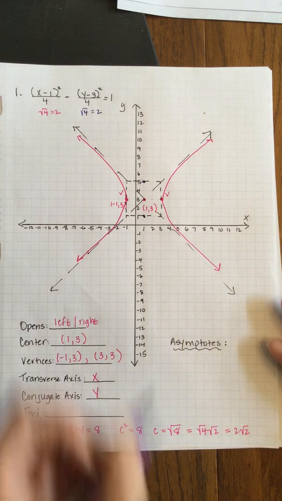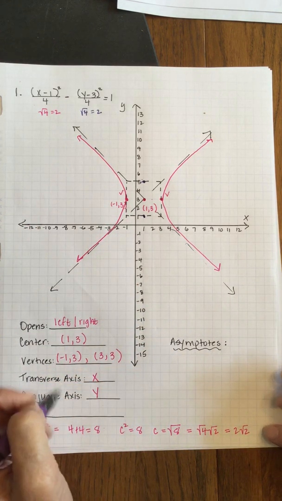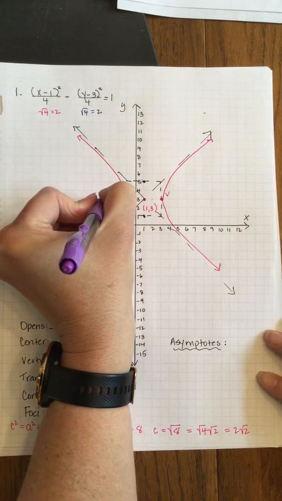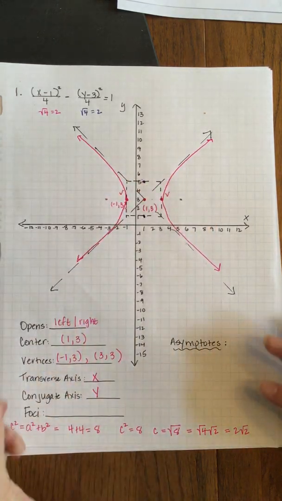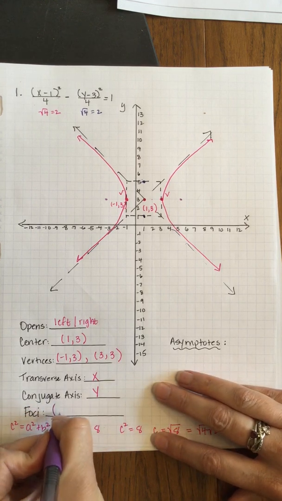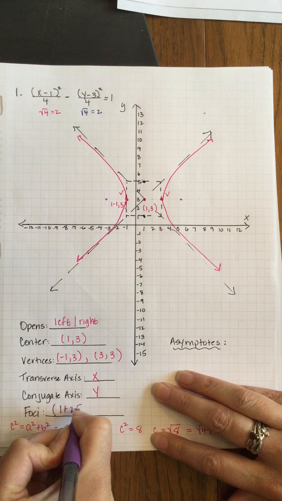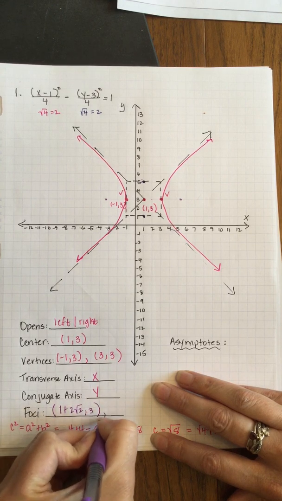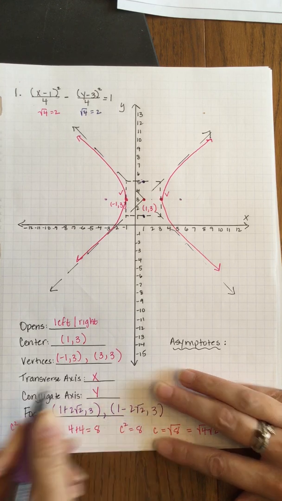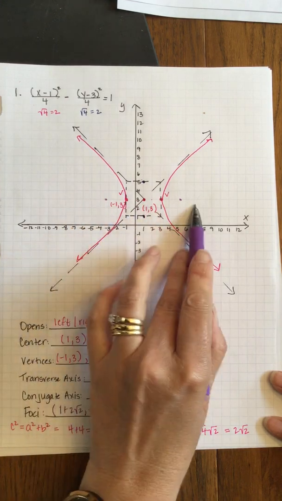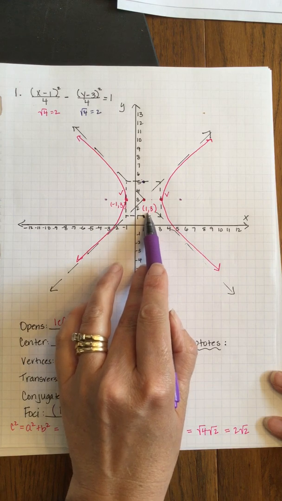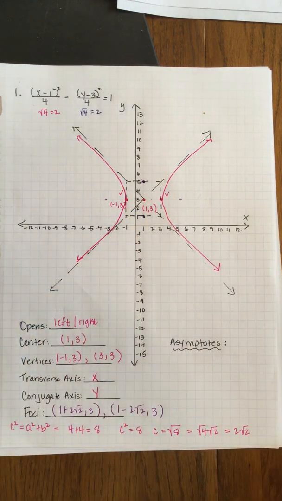And so in order to figure out my foci, which are, as you can recall, someplace over and through here, my foci are going to be (1 plus 2 radical 2, 3) and (1 minus 2 radical 2, 3). Because you can see the movement is left to right, that means that we are adding to and subtracting from the x value of the center while leaving the y value the same.